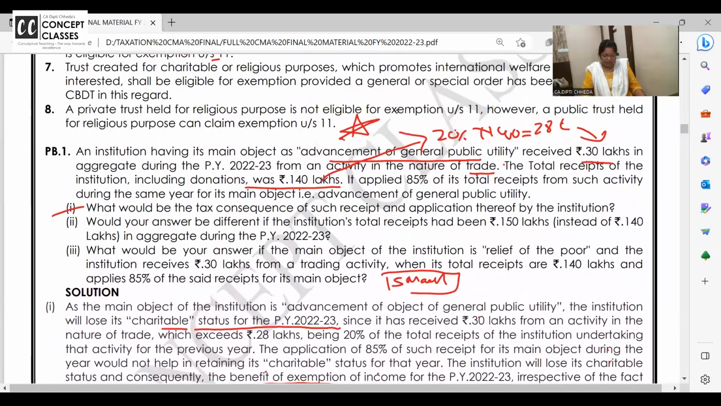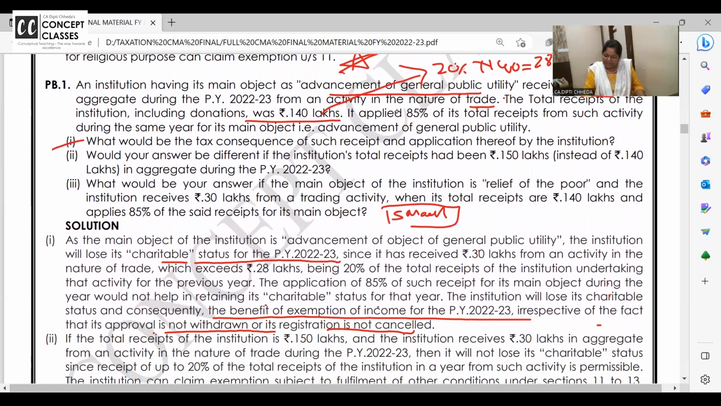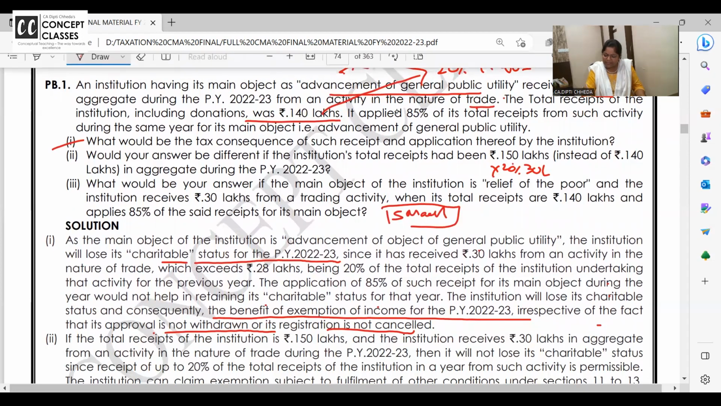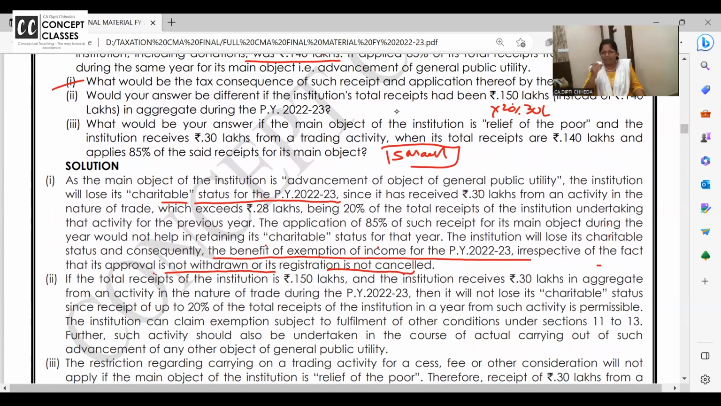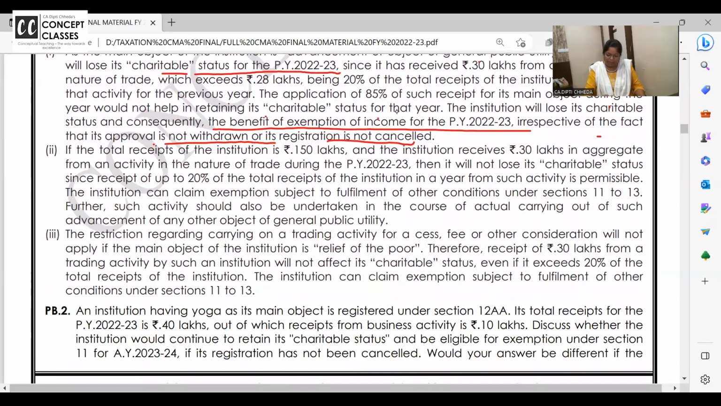Next. What would be your answer if the institution's total receipts is 150 lakhs? 20% of 150 is 30 lakhs? Yes. All income will be exempt. They will be treated as charitable. 85% utilized. Sab benefit milega.